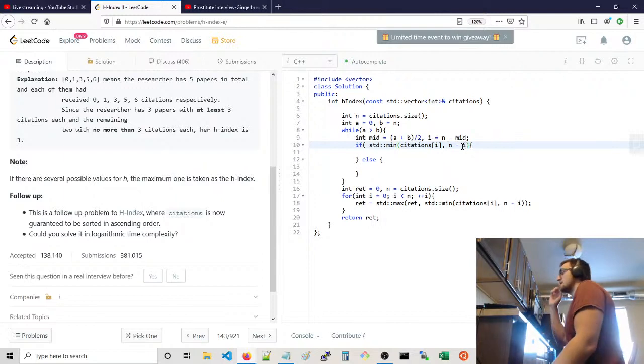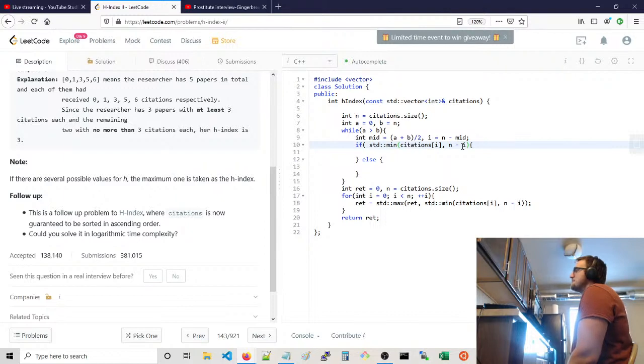Which is not the same thing as mid. That's the key. N minus I should be mid, I think.